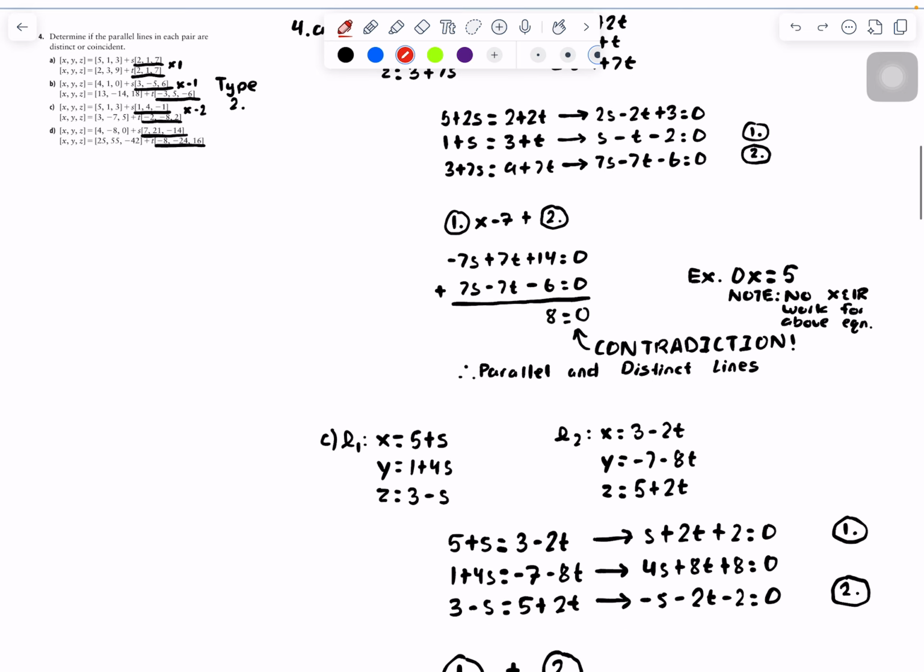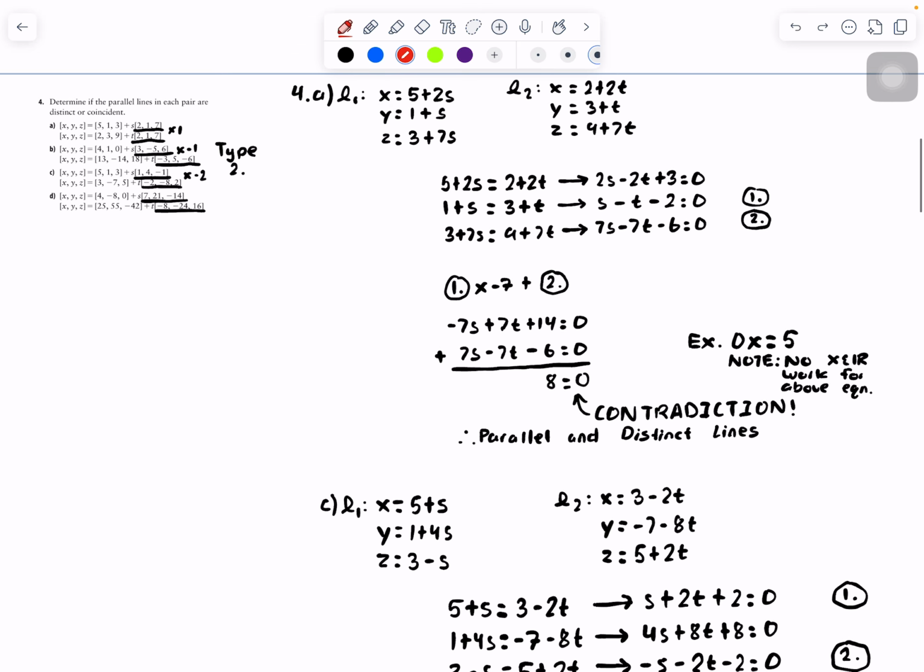Okay? Other forms of this you can see is something like this, 0x equals 5. As you can note, no x out of all the real numbers would work for the above equation, because any x you give it, the equation on the left-hand side will always be 0. And we have on the right-hand side a 5.